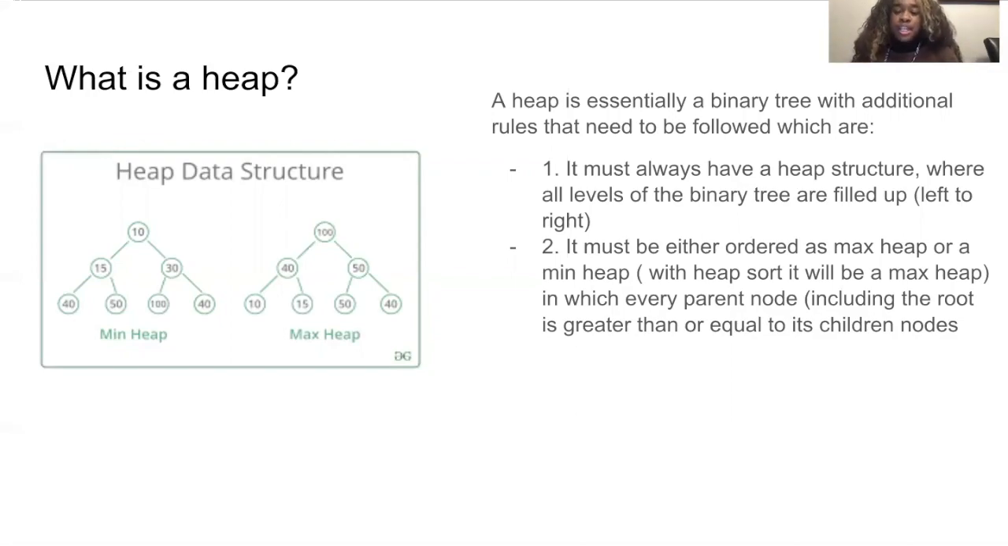And then additionally, it must always be ordered in a max heap or a min heap. In the case of HeapSort, it's going to be a max heap, in which every parent node, including the root, is greater than or equal to its children nodes. But it's vice versa for min heap, where the parent node is less than or equal to its children nodes.